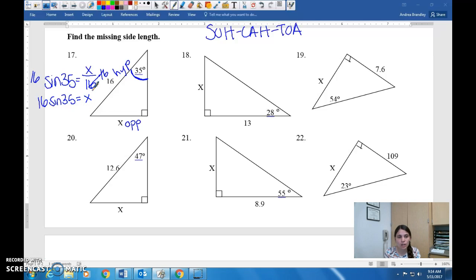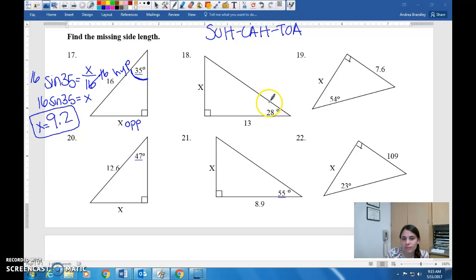And that I can just enter right into my calculator. So 16 times the sine of 35 is equal to about 9.2. So x is about 9.2. That's what this side length is. So let me show you one more time, and then I'll let you try some on your own.